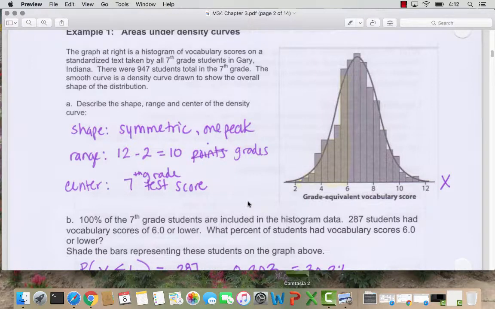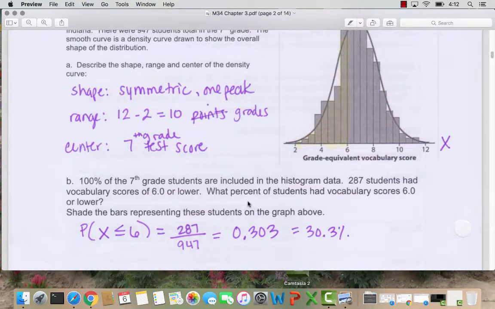287 of these students had vocabulary scores of 6.0 or lower. So what percent of students had vocabulary scores of 6 or lower? So we can, as a probability statement, say the probability that x is less than or equal to 6. We shaded those bars yellow here, so all the bars less than 6 are shaded. And so as a fraction, that's 287 out of 947, 0.303 as a decimal, or if you want to think about it as a percent, you could say 30.3%.